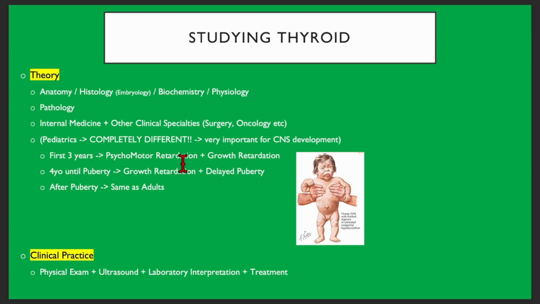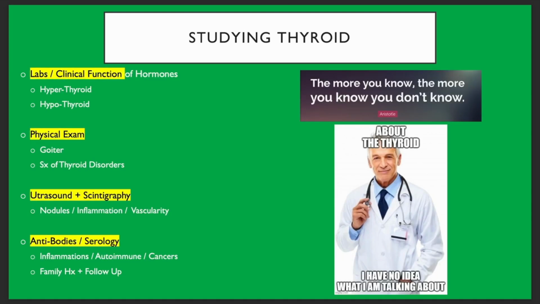So until puberty, the thyroid has different functions, and you will study it differently. This is like a baby, for example, with congenital hypothyroidism, how it will look, including if you do all the reflexes and CNS development tests, you will see that it's retarded. It has psychomotor retardation. And finally, once you graduate, you will enter the hospital. You will start to do clinical practice. So you will do physical exams, ultrasounds. You will interpret the laboratory results and also handle the treatment, like the dosages and stuff.